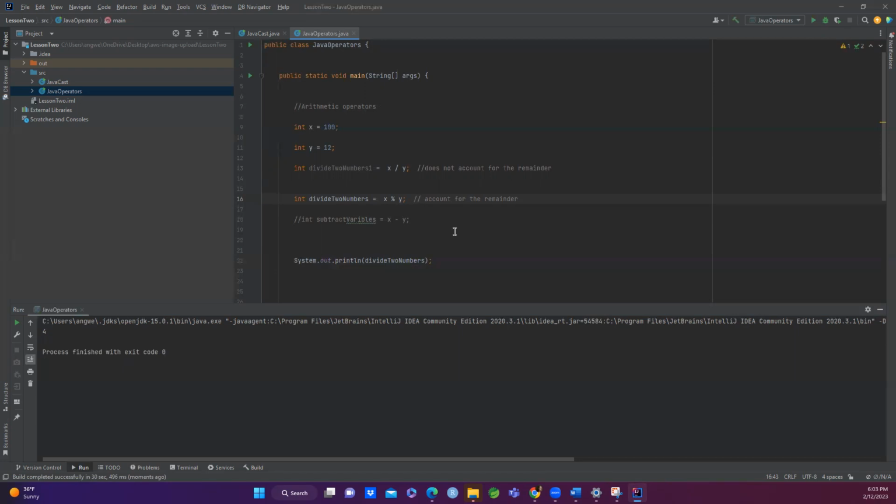So the modulus just picks the remainder and ignores the first number before the decimal. Exactly. That's what the modulus does. Okay, got it. So it's vice versa. The division sign will pick the first number and ignore the numbers after the decimal, and the modulus just gives you the remainder.